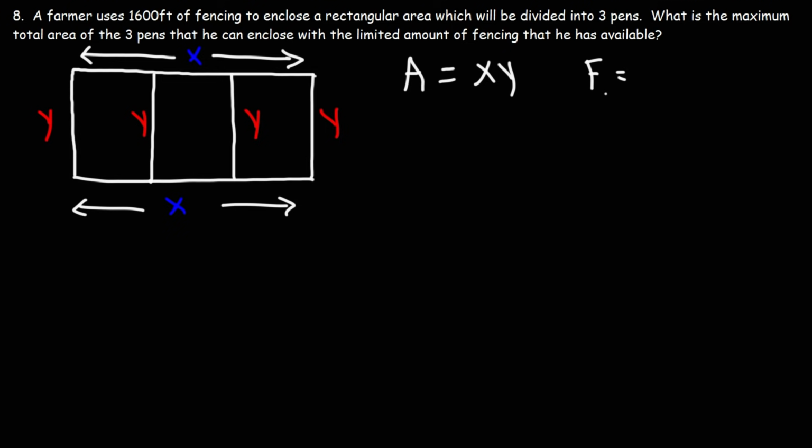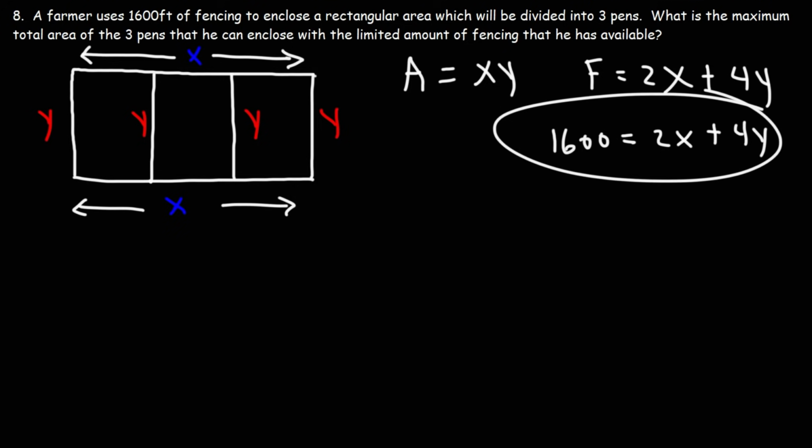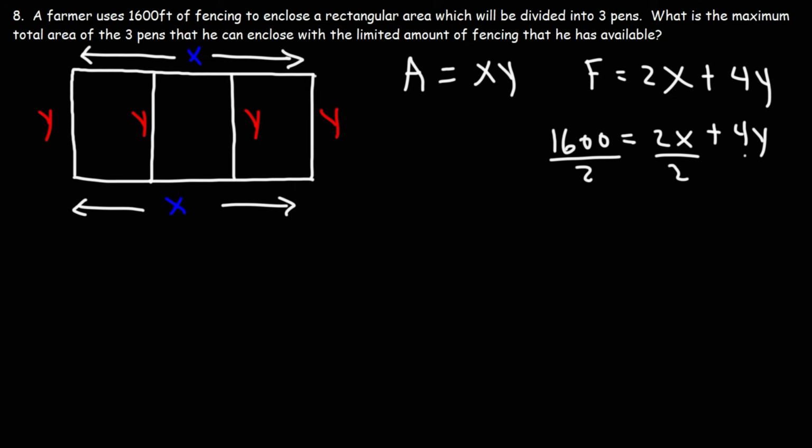Now the total amount of fencing is going to be the length of all of the sides. So we have x plus x, that's 2x, and then we have 4 y's that we need to add together. So that's going to be plus 4y. Now we can replace f with 1,600. So this is our constraint equation. Now all of the coefficients are even. So to simplify this equation, I recommend dividing everything by 2. So we get 800 is equal to x plus 2y.